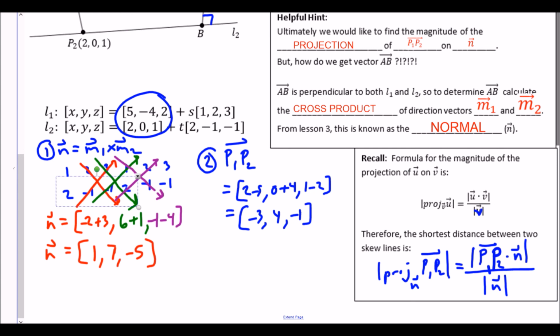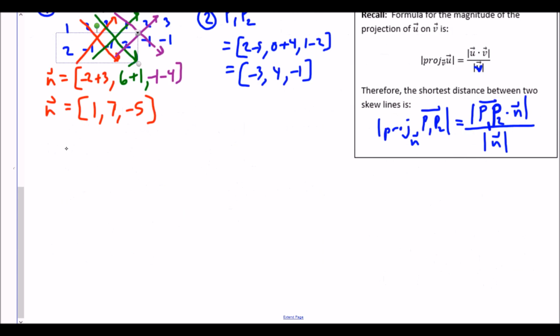Alright, so now I'm ready to use my formula. I'm just going to extend this page a little bit. Hope you don't mind. So the shortest distance between the 2 lines is this. I'm not going to write the formula again, but it's going to be equal to the dot product of these two on top. I'm going to have 1 multiplied by negative 3, plus 7 times 4, plus negative 5 times negative 1, all over the magnitude of the normal.